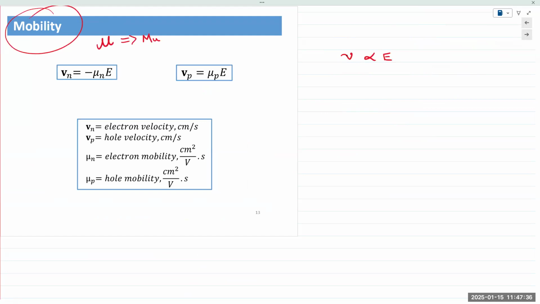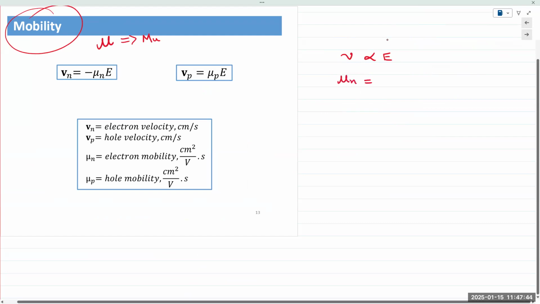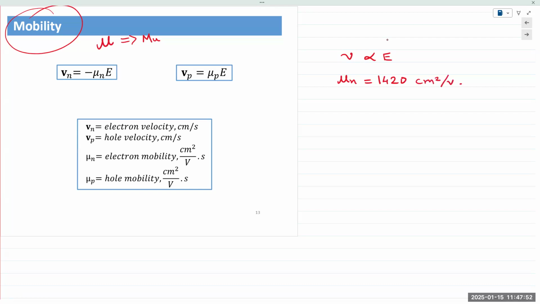Okay. All right, so the value for mu n is 1420 centimeter square per volts times second. And mu p is less than 50%, 470 centimeter square per volts times second. Okay, far less, almost 1/3.